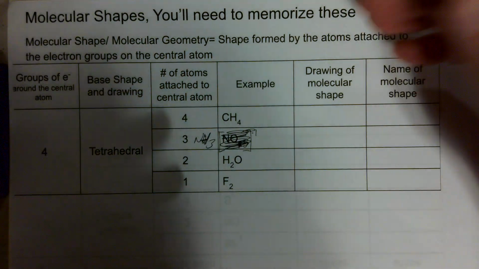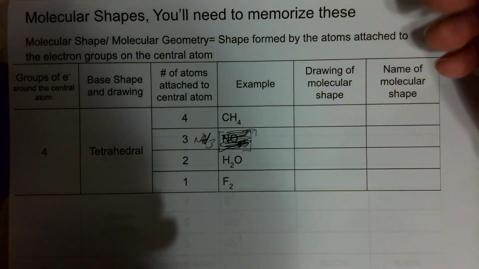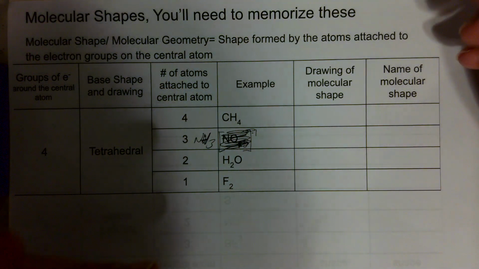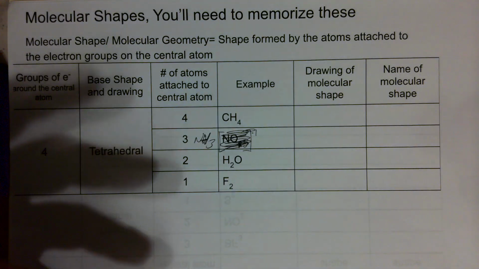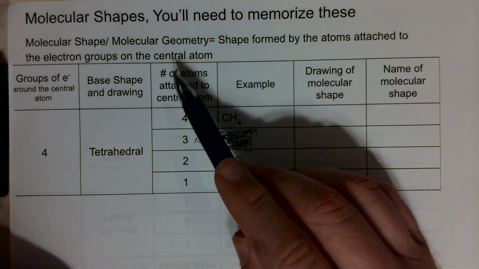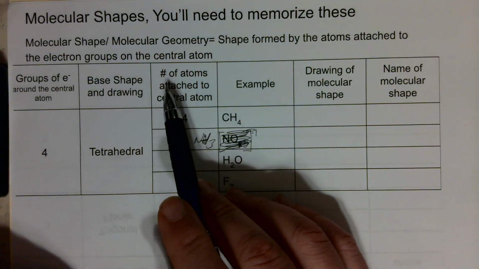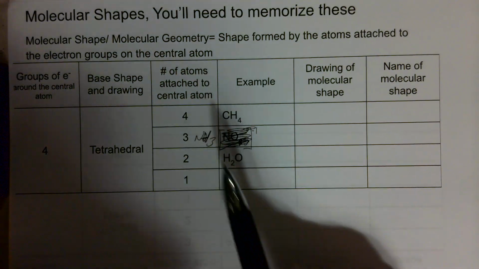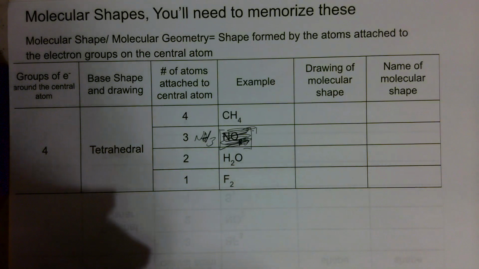And here's the thing, you're going to have to be able to memorize your molecular shapes. There's no ifs, ands, or buts. There's only a couple of them that we have to worry about, but it's something that we just have to do. Molecular shapes, or molecular geometry, is the shape that's formed by atoms attached to the electron groups on the central atom. So a little bit different from the base shape. Sometimes they are the same, a lot of times they aren't.